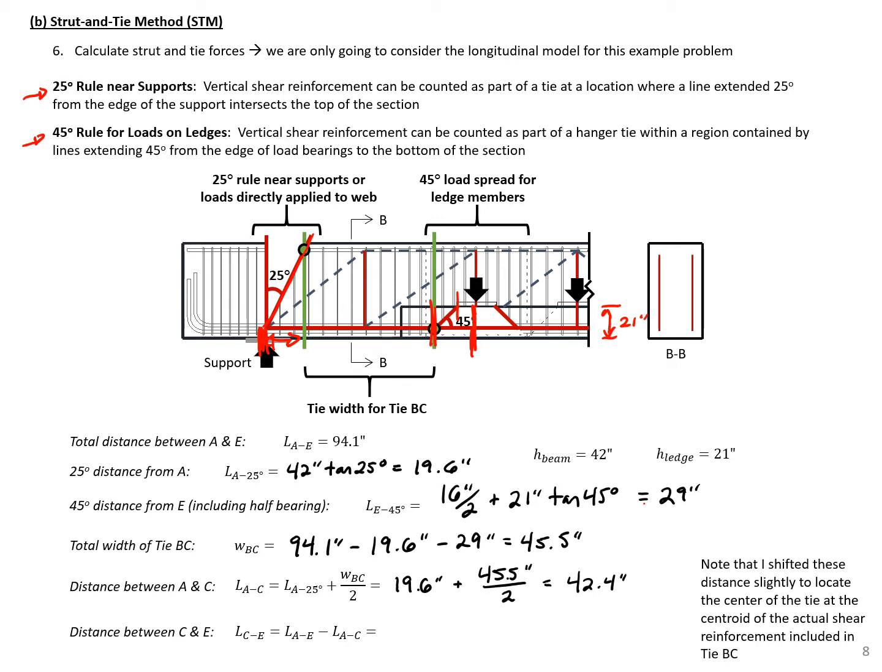And then the distance between C and E is 94.1 minus 42.4, which will give us a distance of 51.7. So these are the distances, not knowing any of the specifics on the tie reinforcement. I slightly shifted these distances so that the tie was located at the center of the actual shear reinforcement. So you can see that some of the distances will be slightly different.